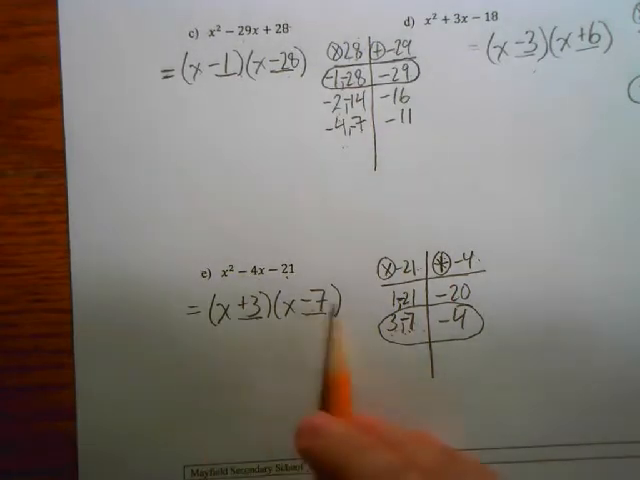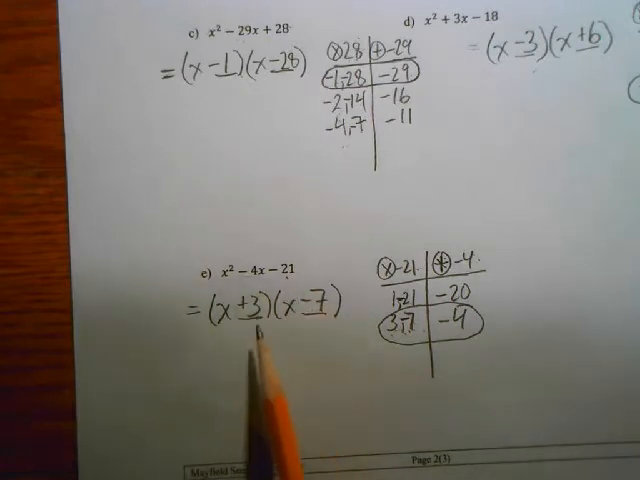Now, would it matter the order that I put these? Like if I put x minus 7, x plus 3? No, it would not matter, because when you multiply two things together, it doesn't matter which order you multiply them. Like 2 times 3 is the same as 3 times 2. So that works for these binomials as well. I usually just put them in the order they're listed here, but if you felt like it, you could put x minus 7, x plus 3, and it's full marks for that.